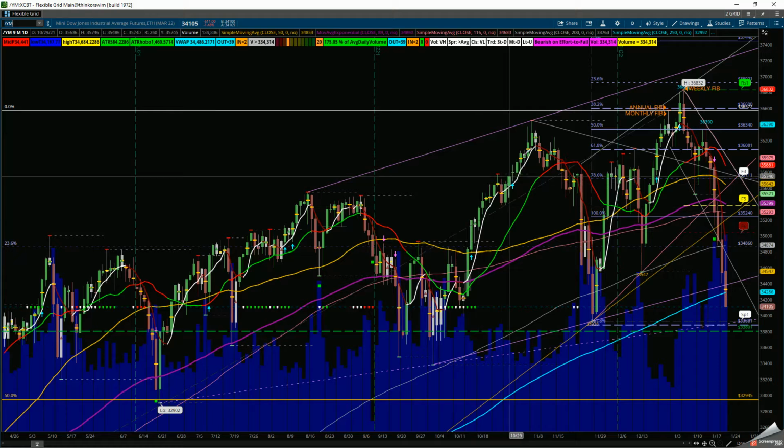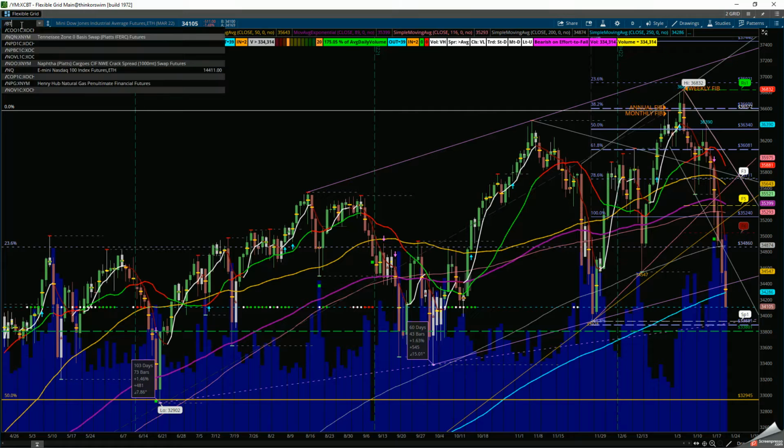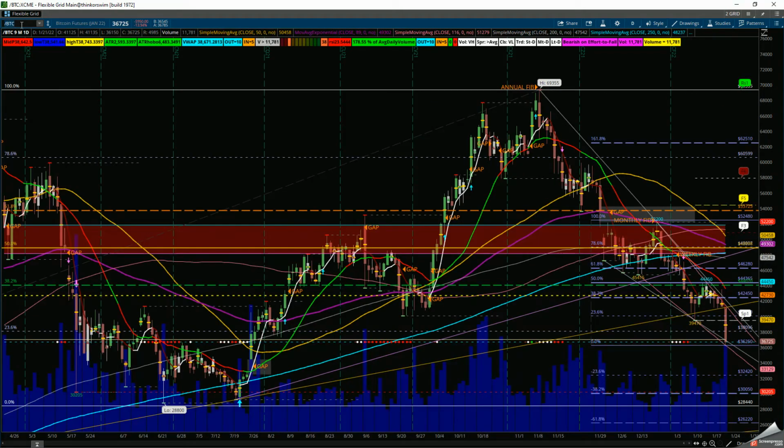If I do break above them, I look to go higher. If I broke below them, I look to see if they find support and break back up, or break below those areas. This is a very important area for me in the Dow. Let's take a look at BTC. Bitcoin, before I go to gold.